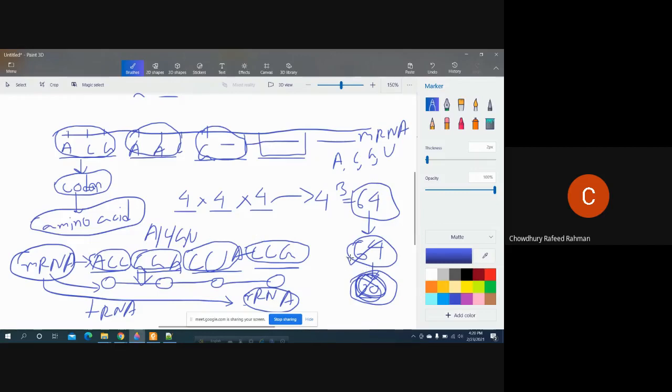First of all, let me just introduce how there are only 20 types of amino acids. Why not 64 types of amino acids? Let us actually see it first.